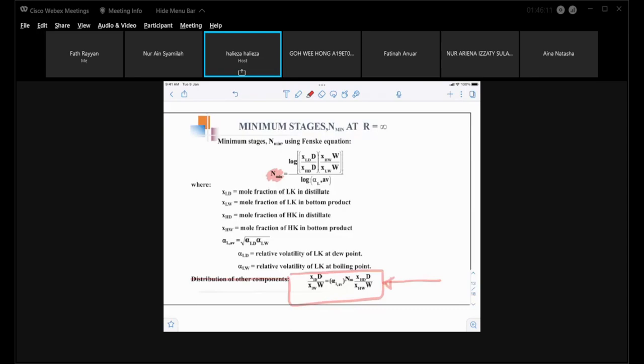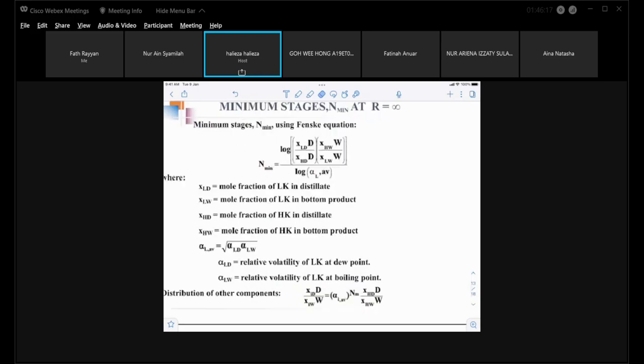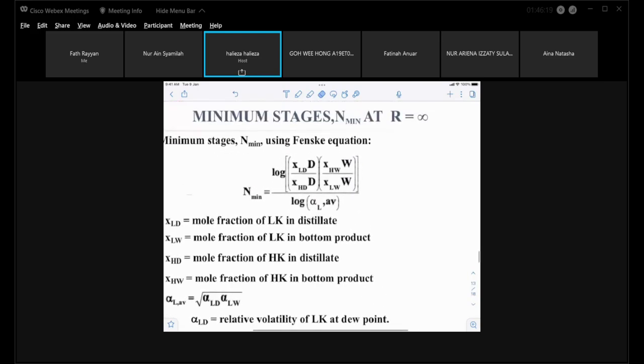Okay, so any other questions? To calculate the minimum number of stages is not that long, just straightforward, putting in the values. You're going to use the Fenske equation. But before looking at that equation, any questions based on the trial and error method for the boiling point and the dew point?